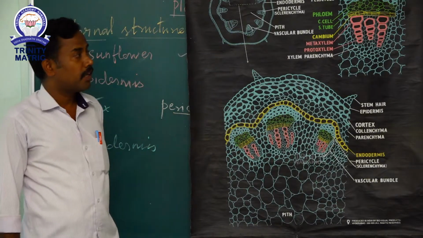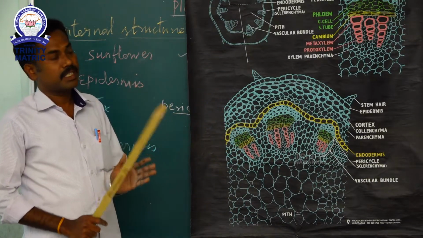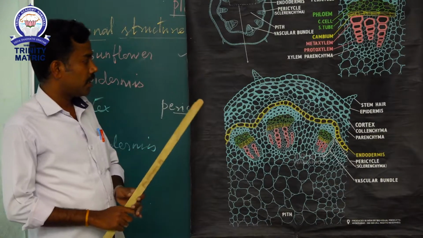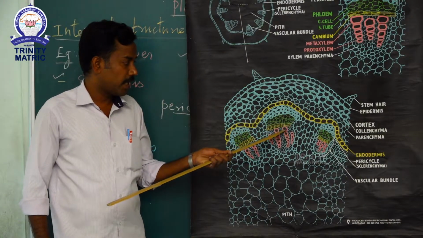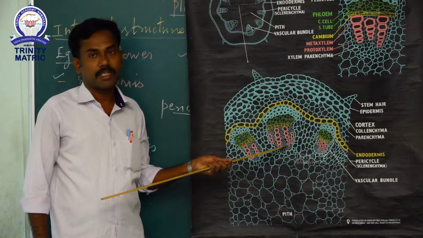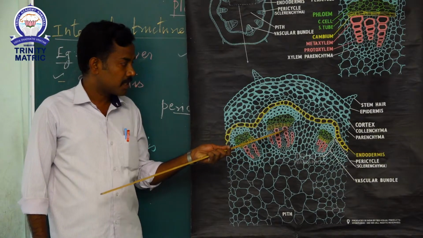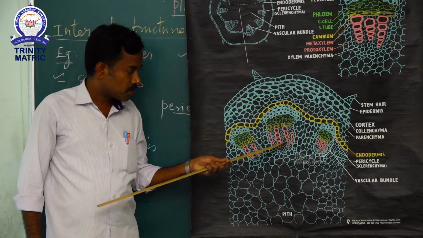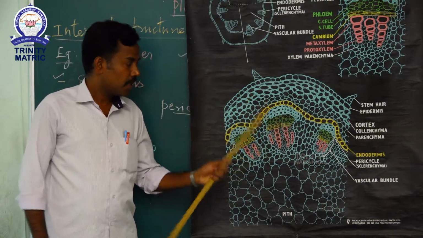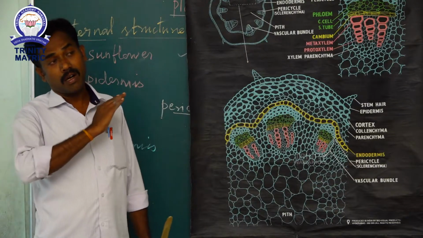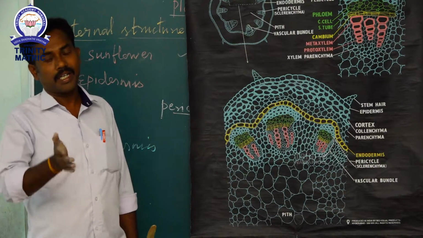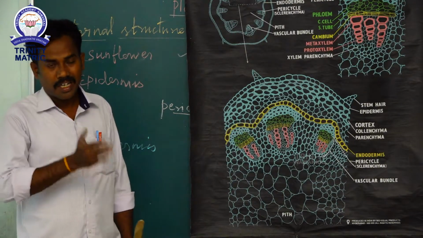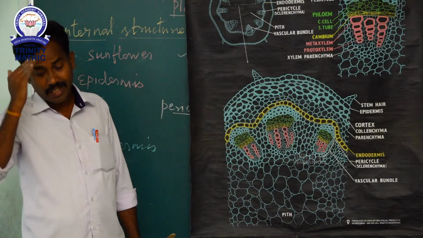The next one is endarch. Always the stem is endarch. See that this one is metaxylem and this one is protoxylem. Metaxylem cells always grow towards the periphery, while protoxylem cells grow towards the pith. This is called endarch. Whereas all kinds of root, both monocot and dicot, are exarch, and all kinds of stem, both monocot and dicot, are endarch.